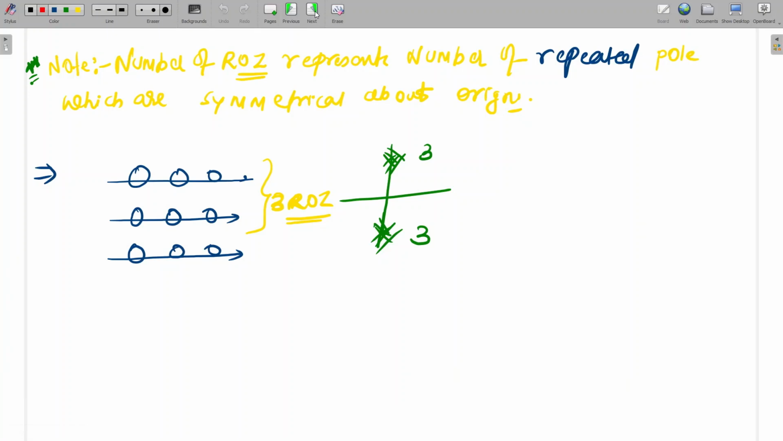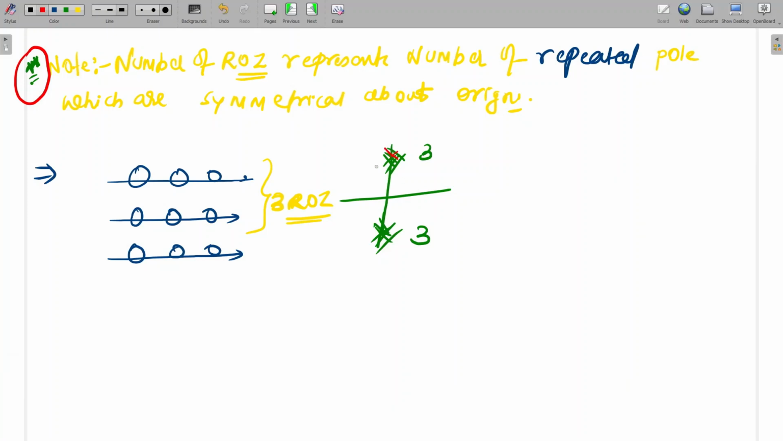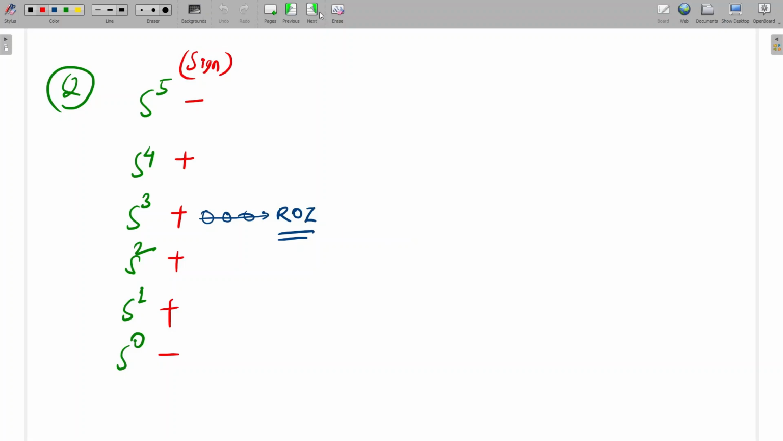See, this is also an important concept. If a repeated row of zeros comes, let's say here we have seen only one row of zeros. If below this one more row of zeros comes, what will happen? Then this repeated pole will come on the j omega axis, one above another pole. So I'm moving to the next question. One second. See here.